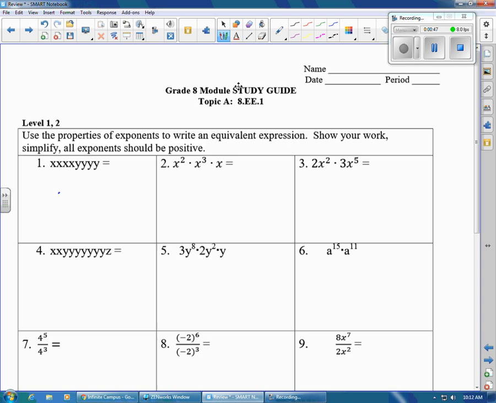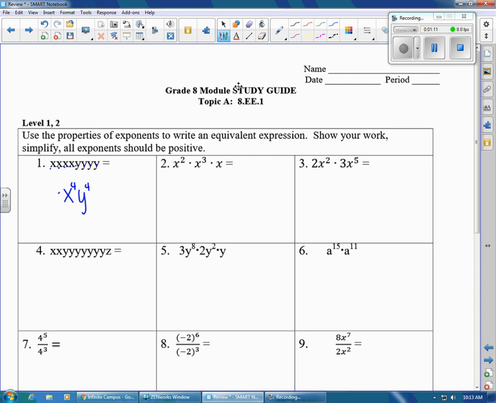So when you have something in expanded form, like number one is, you want to count how many of each different kind of base you have. So I've got 1, 2, 3, 4 x's, so that's going to be x to the 4th power times y to the 1, 2, 3, 4 power, 4th power. So that should help you in figuring out how to do number 4 and any problem that might look like that on the test.